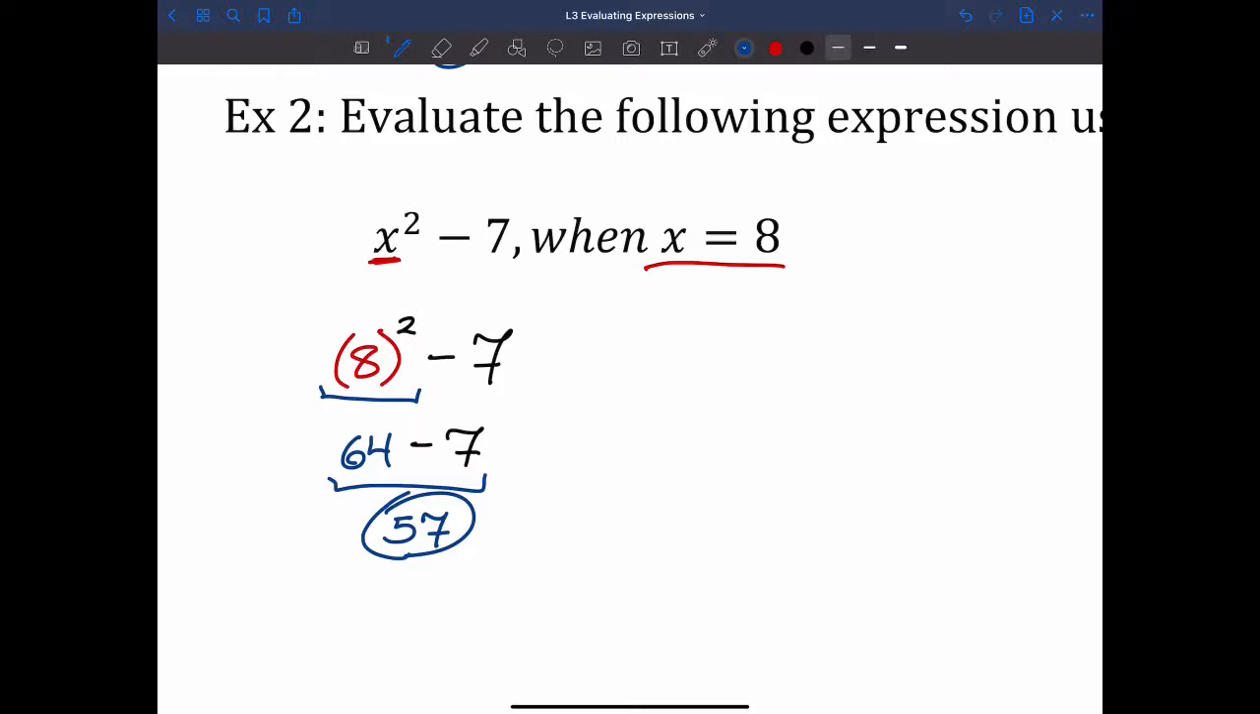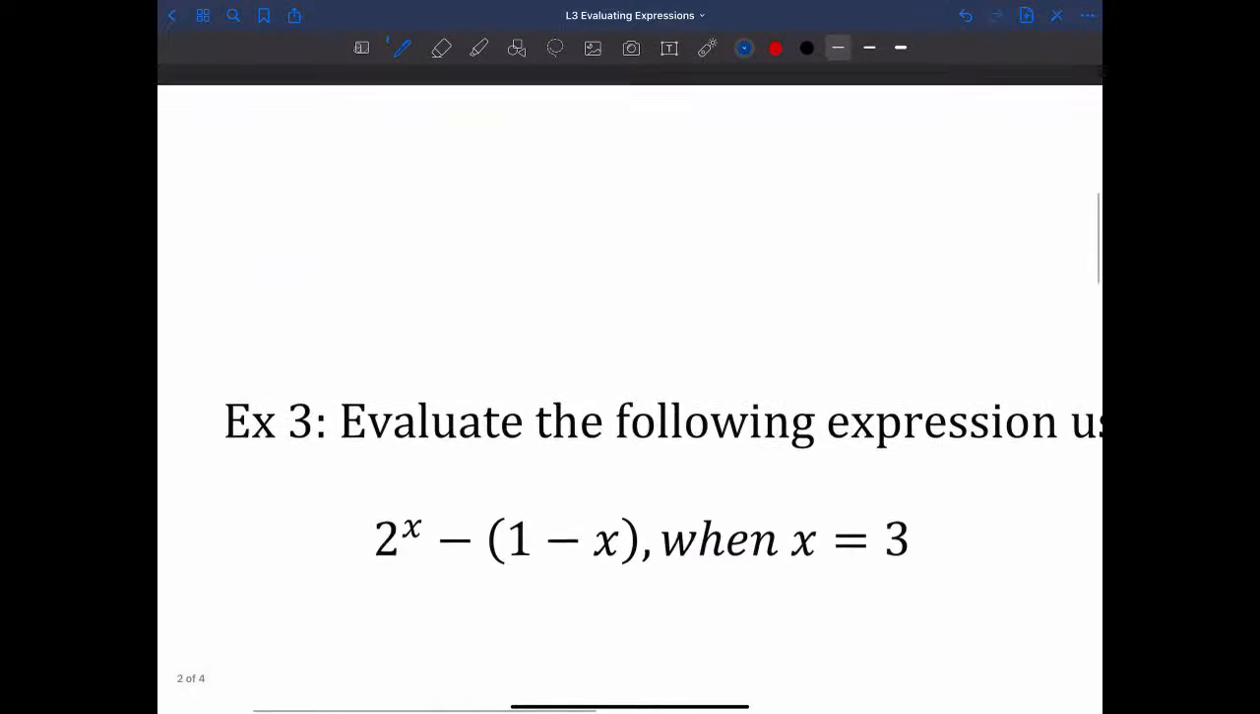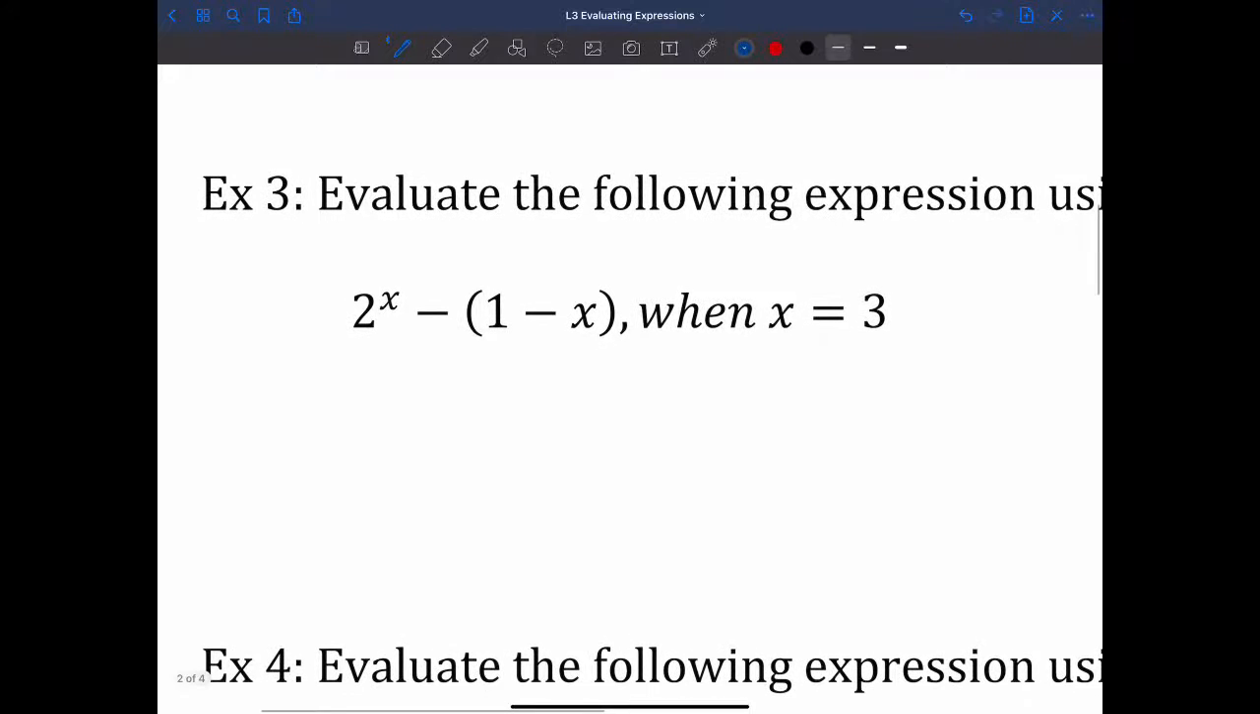Hopefully it doesn't seem so bad, right? Plug in the numbers, go ahead and do the order of operations, and then you're good to go. Sometimes they start looking a little bit worse, something like this, right?